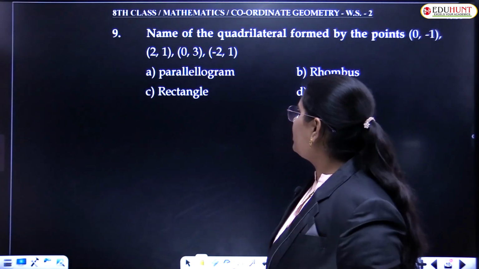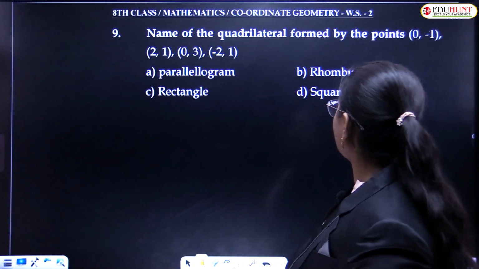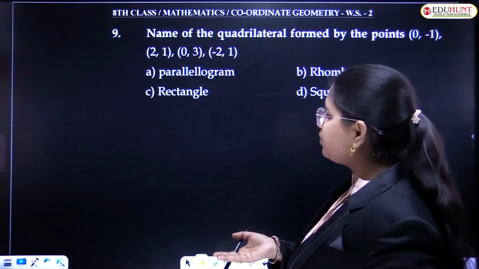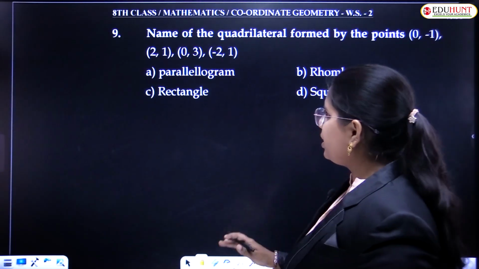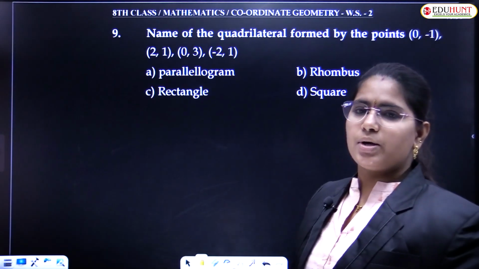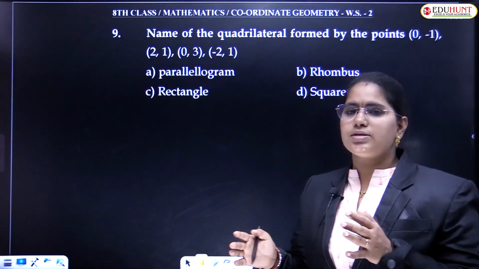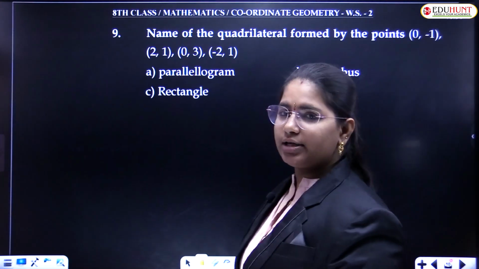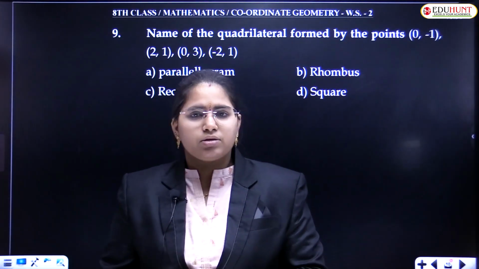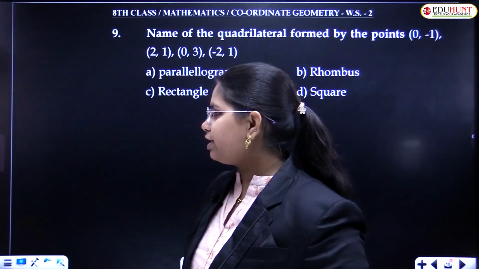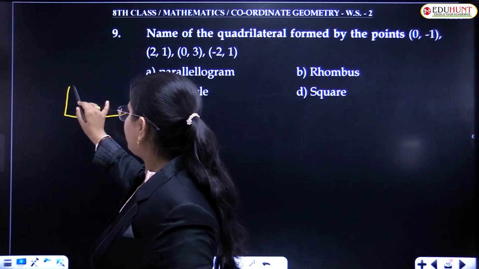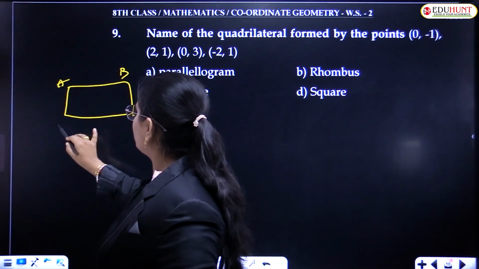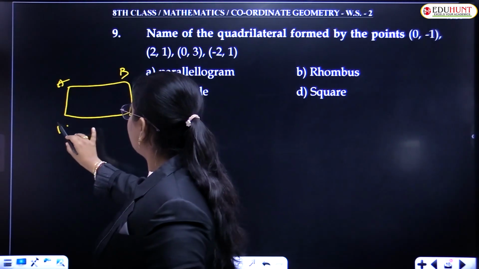See here. Name the quadrilateral formed by the points 0, minus 1; 2, 1; 0, 3; minus 2, 1. So this is my particular question. As usual, we will solve the problem. In order to understand what type of quadrilateral it is, we use the distance concept. So let's find the lengths of each side. A, B, C, D.